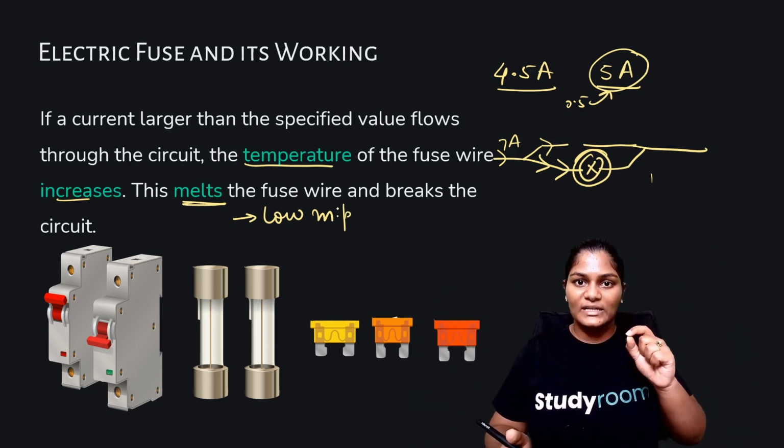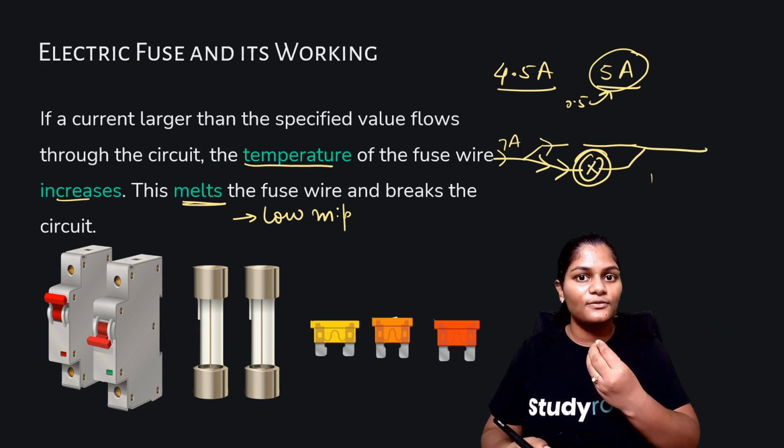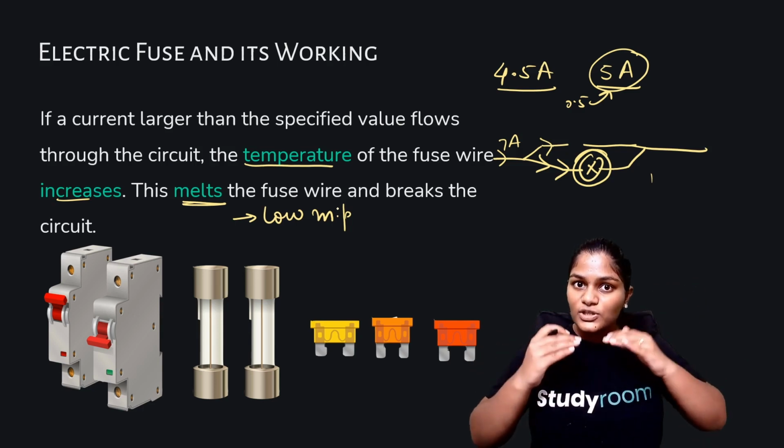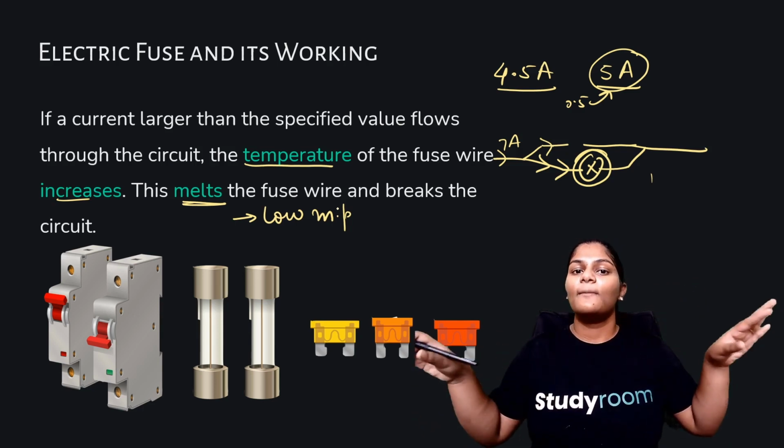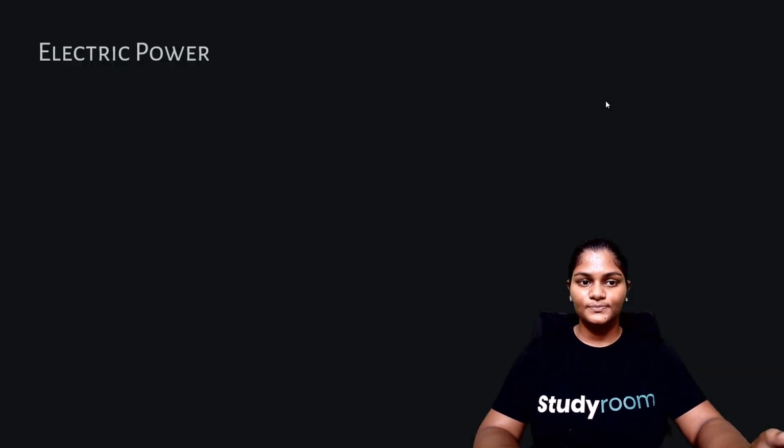If it is a low melting point wire, then as soon as a little extra current flows through it, it gets heated, and because the melting point is less, it gets melted. Okay, so that is how the fuse actually works.